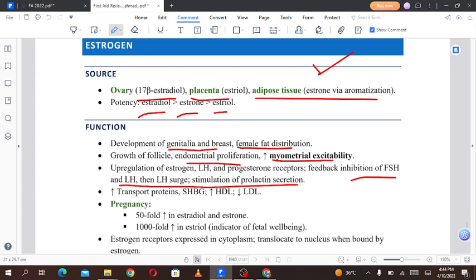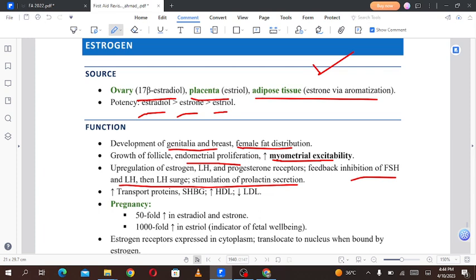Then LH surge, feedback inhibition of FSH and LH. So basically, initially estrogen is responsible for inhibition of the LH. Then the LH surge is also mediated by the estrogen, and thirdly, it also stimulates the prolactin secretion. So prolactin secretion, inhibition of FSH and LH, and also the LH surge. These three things are being mediated by the estrogen. So the thing that you must remember is that estrogen is responsible for all these functions.